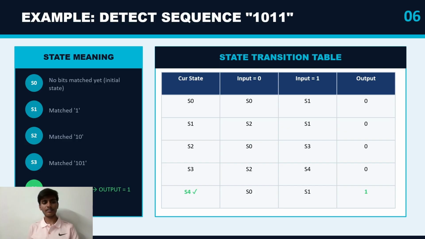S0 is when there are no bits matched. S1 is when one bit is matched. Next, the number of matched bits keeps increasing, and this is the table which shows the process.